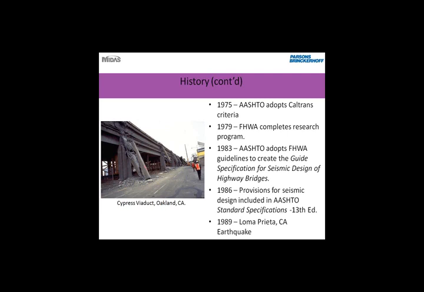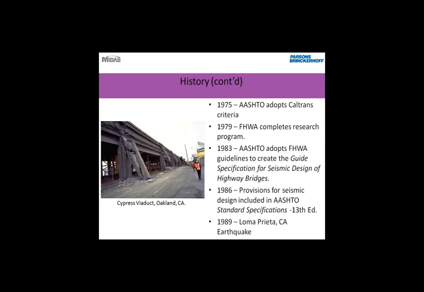1989, the Loma Prieta earthquake occurs. The picture that I have to the left here is of the Cypress Viaduct. Now, this was a double-decker viaduct that ran through Oakland, California, and it was built on very poor soil. And what happened was liquefaction occurred. I'm sure most of you remember that from soils and geotech class in school.